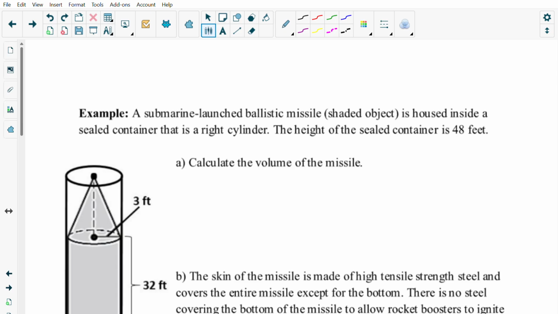Example, a submarine-launched ballistic missile. The shaded object to your left is housed inside a sealed container that is a right cylinder. The height of the sealed container is 48 feet. Calculate the volume of the missile.